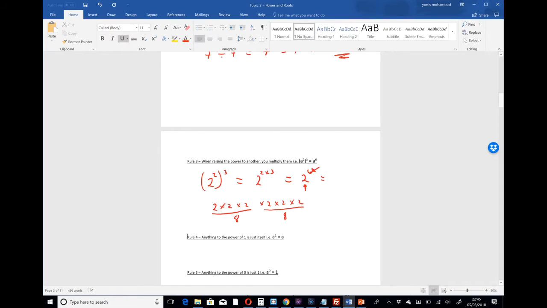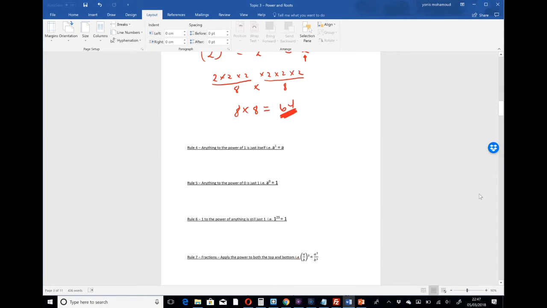And finally you will just do 8 times 8, which is equals to 64. So that means 2 squared to the power of 3 is equals to 64.